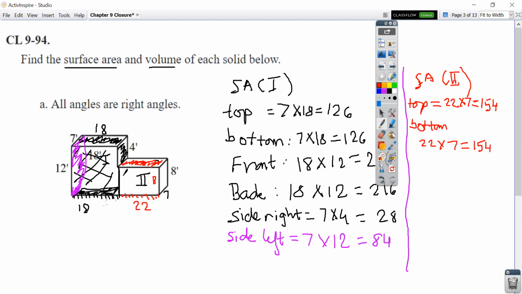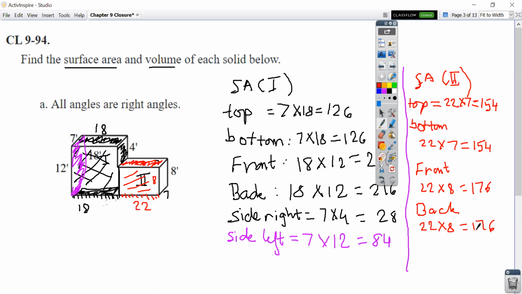All right, so let's look at the front. This is my front. The front, the length is 22 and the width is 8. Take 22 times 8, I have 176 square units. The back is the same thing. I take 22 times 8, I have 176 square units.